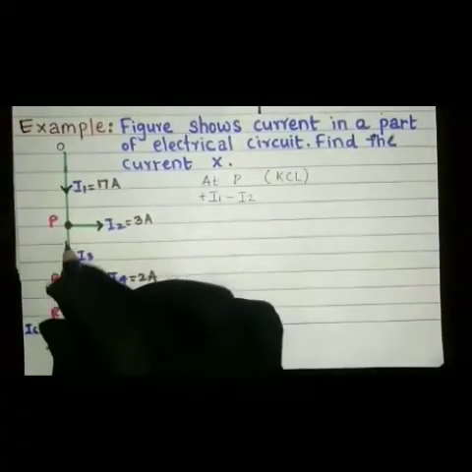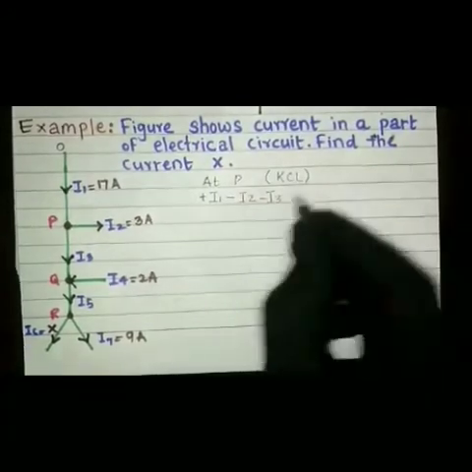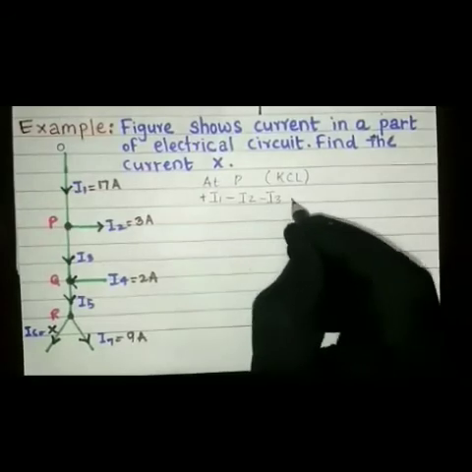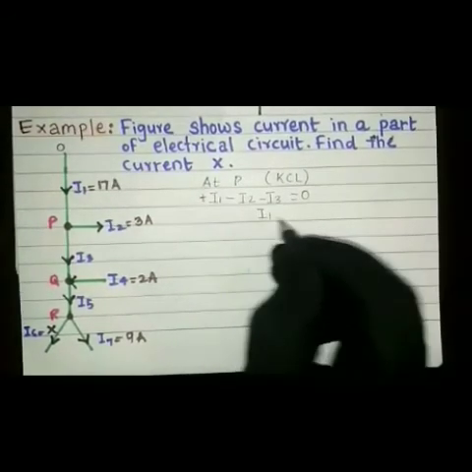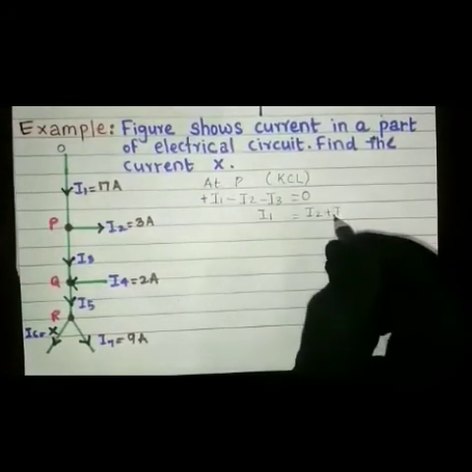Then I3 is again away from the junction, so again it will be negative. Then no other current is at the same junction P, so we will write the sum equal to 0. That means I1 is equal to I2 plus I3.